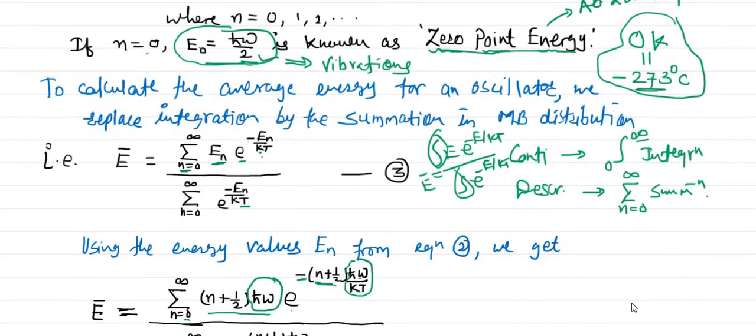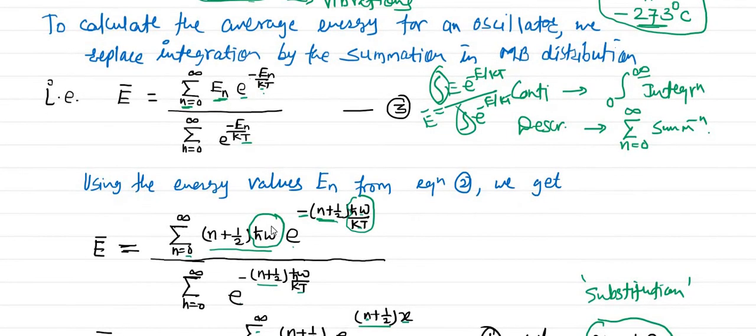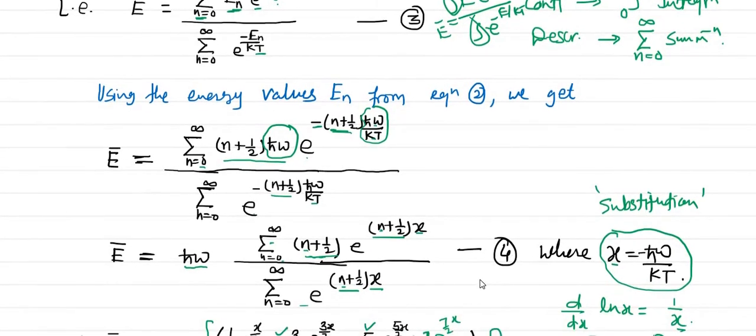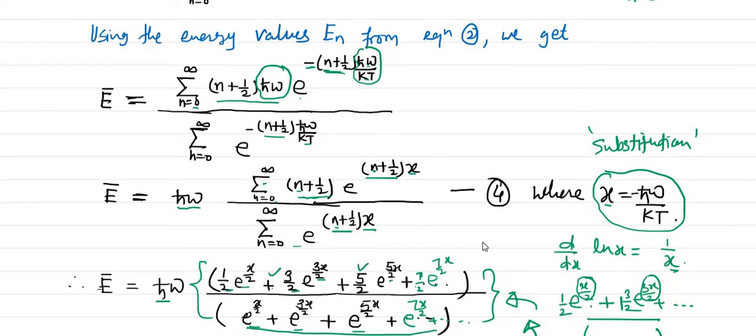Okay, then we considered the Maxwell-Boltzmann distribution energy formula for the average energy, and in that we substituted E_n equal to (n plus half) h cross omega. Then it is not an integration, because whenever we are dealing with a discrete system, integration has to be replaced by summation. In a continuous system we took the integration, but in a discrete system it has to be replaced by the summation.